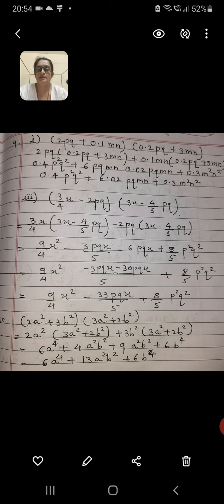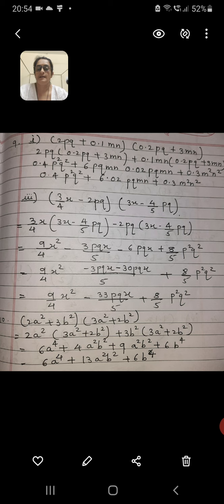Next one: 2pq plus 0.1mn and then 0.2pq plus 3mn. Now see, all the 4 terms are different. We can't use any identity. We are going to use the distributive law. So 2pq is multiplied with the second full bracket and 0.1mn is multiplied with the whole bracket. That gives us 0.4 p square q square plus 6.02 pq mn plus 0.3 m square n square.